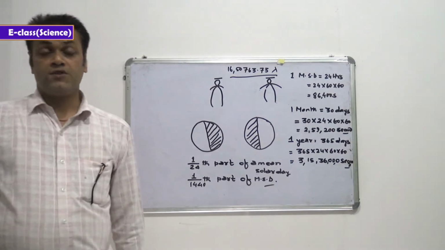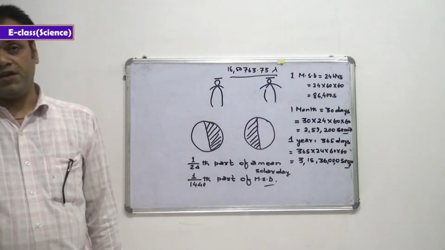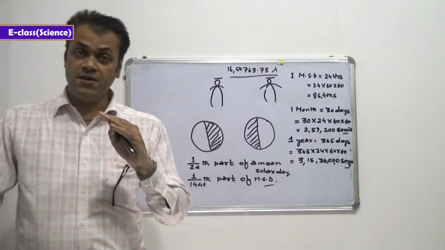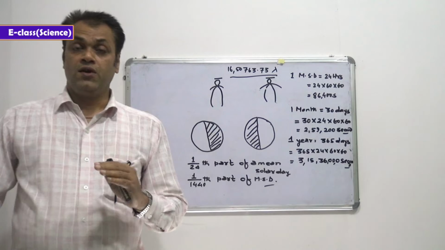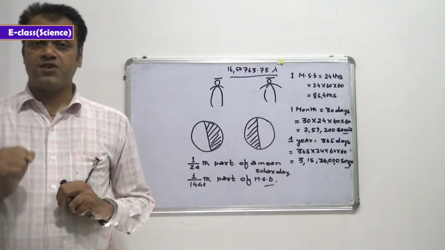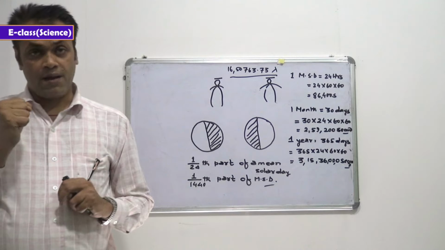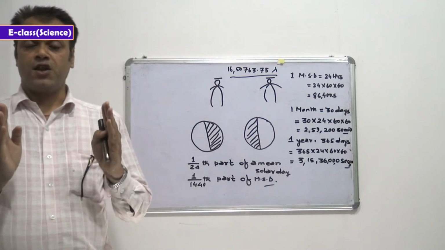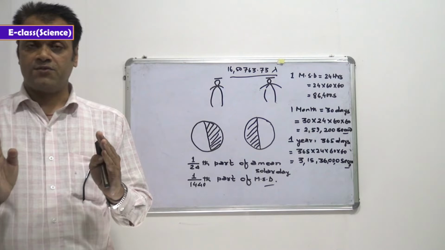Now there will be 1 kg. It is defined as the mass of platinum iridium cylinder.